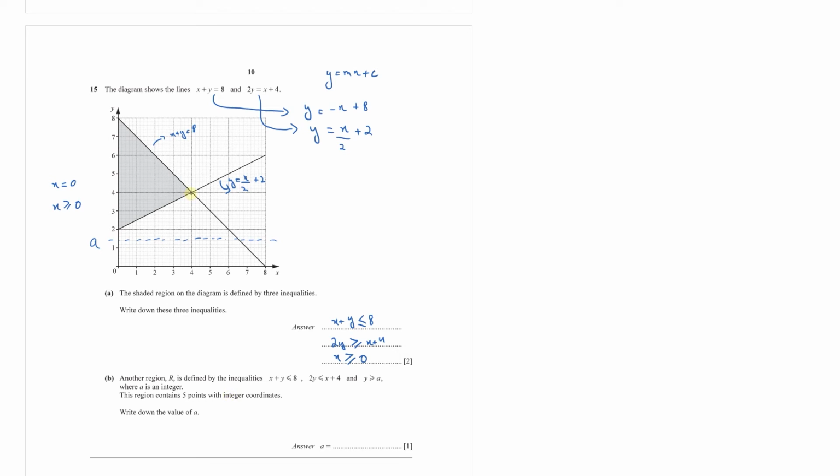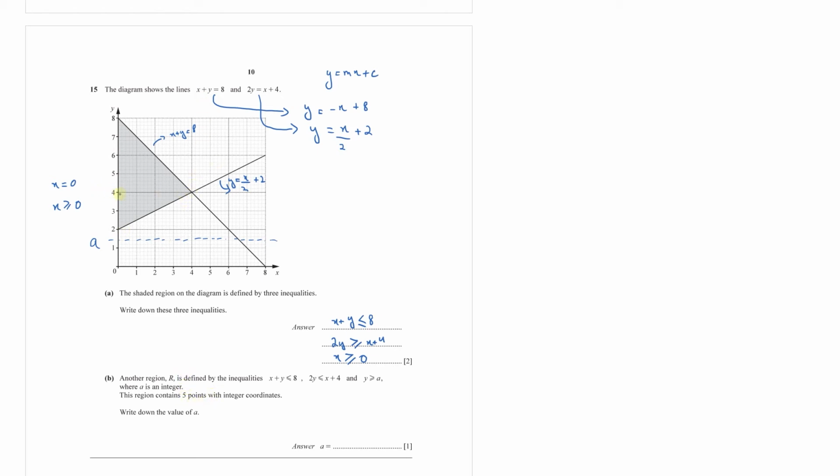We know that this is the top of the region where these two lines intersect, since the region R is below these two lines, so anything below this. So we have to adjust this y equals a line, so it has to come somewhere here or somewhere here. Let me just remove this quickly. We have to adjust this value of a until we have 5 points in the region with integer coordinates. So let's start from the top.